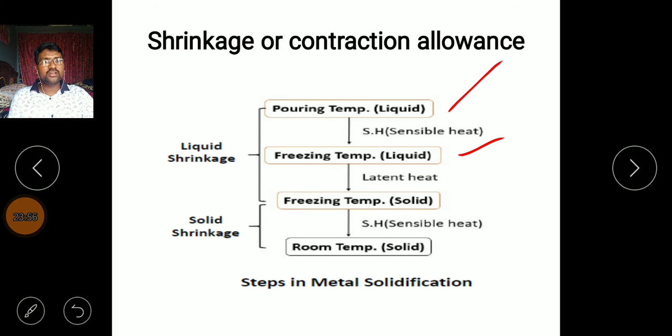In this solid shrinkage, the metal goes from freezing temperature, from solid, to room temperature. In this case, some amount of shrinkage will occur due to the solid shrinkage. We have to provide compensation for this shrinkage, with the pattern allowances. In the previous slide we discussed that the gap between these two lines is known as solid shrinkage. It is provided by extra dimensions added to the actual dimensions of the product, known as the pattern shrinkage allowance.